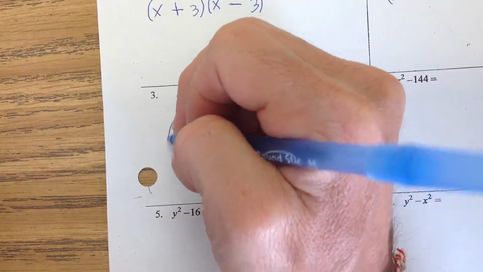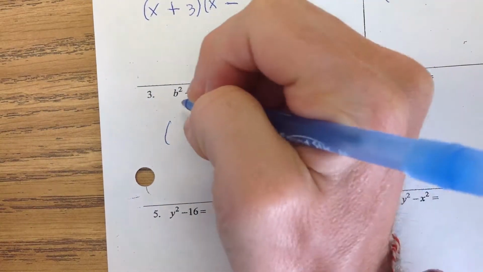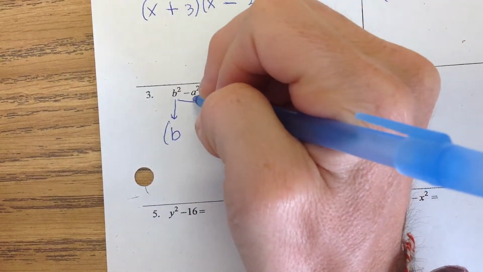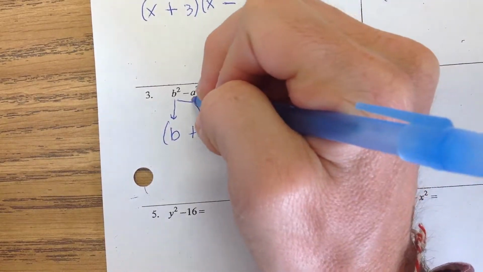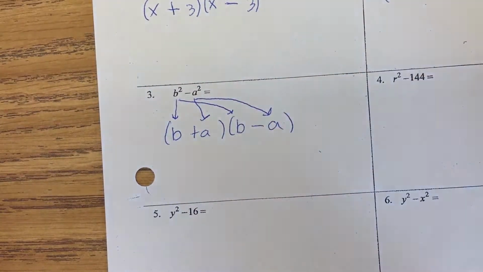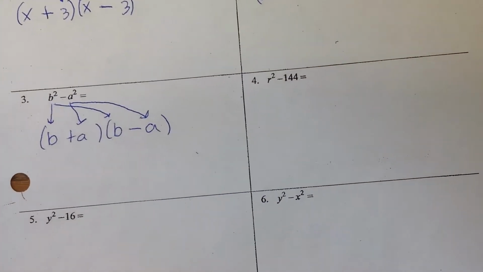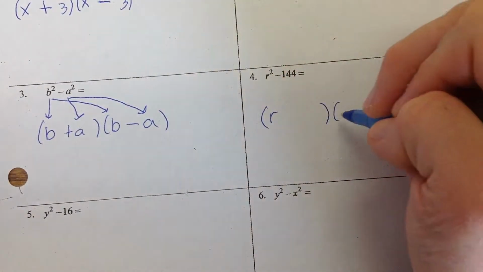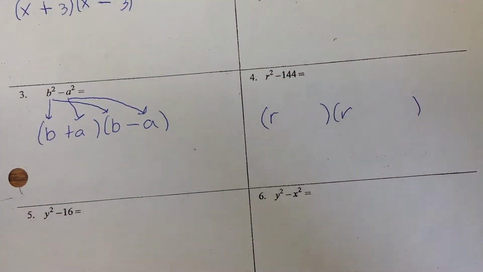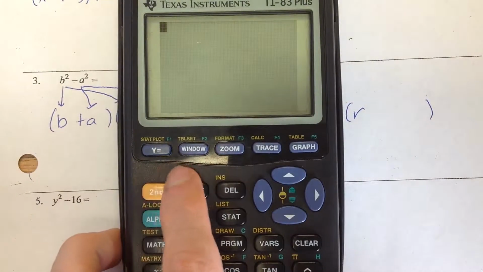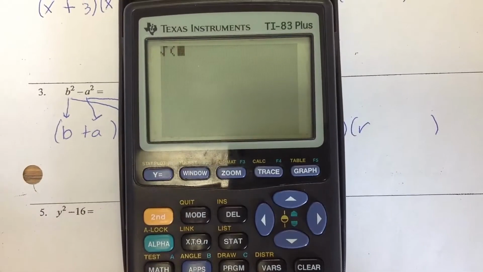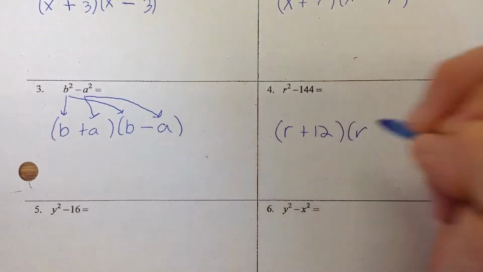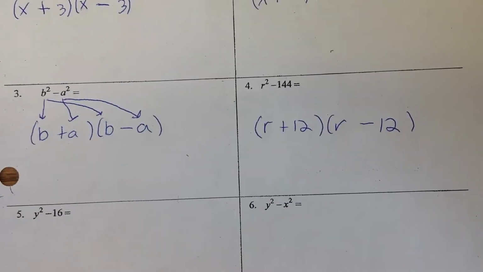On this one, we don't really have any numbers to worry about, so this one is just going to be b and b, and then this one is just going to be a plus a and a minus a. If we look at number 4 here, again, r squared is just going to be r and r. Now the 144, again, if you don't know it, it's just second square root. 144 is going to be 12, so it's r plus 12, r minus 12.